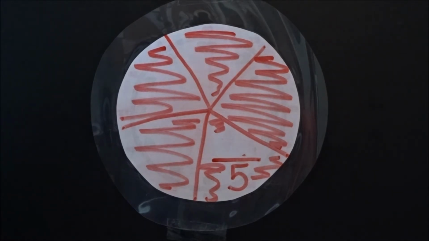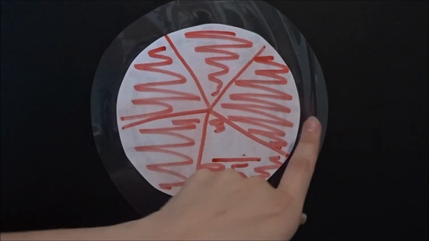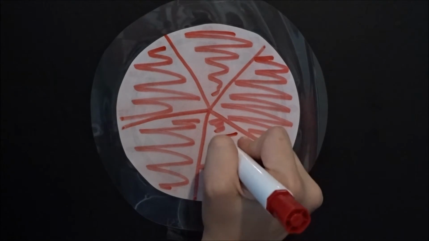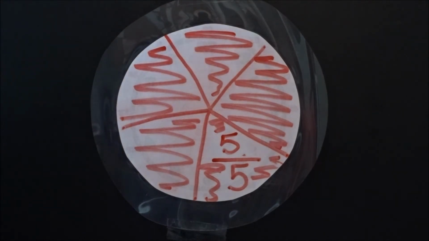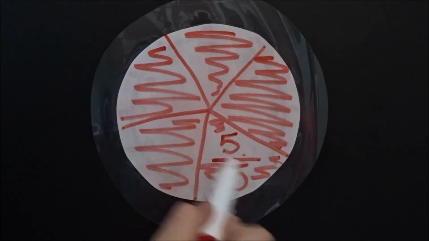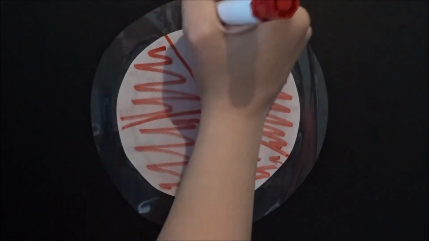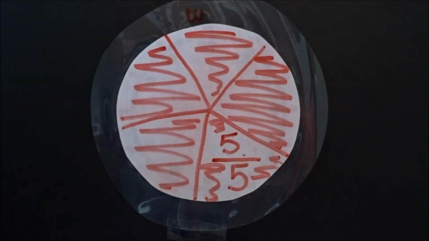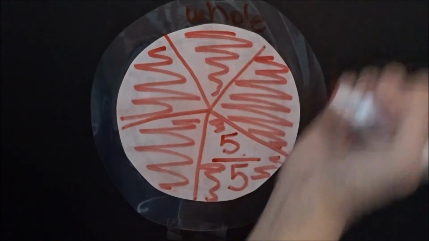Well, let's count. 1, 2, 3, 4, 5. And guess what? That also means, do you remember? We talked about it a couple minutes ago. So 5 over 5, that means you ate all 5 pieces of the total 5 pieces. That means you ate the whole pie. Oh, I don't think you can see it there. The whole pie.